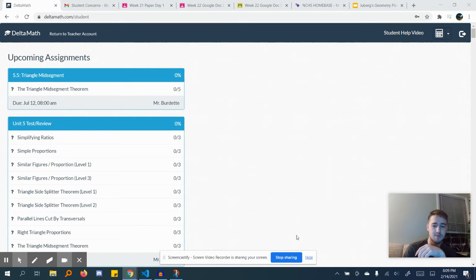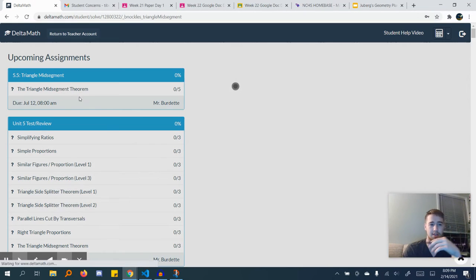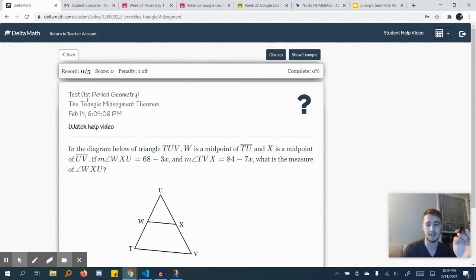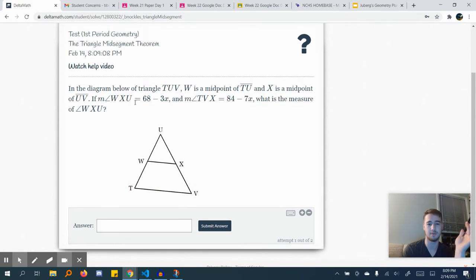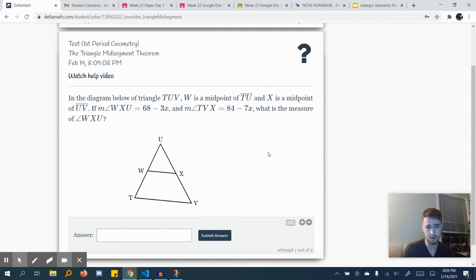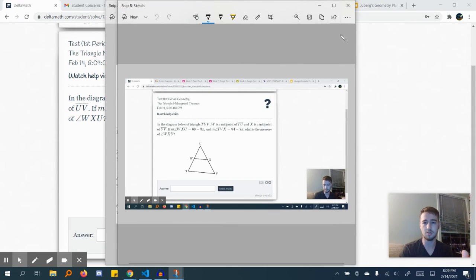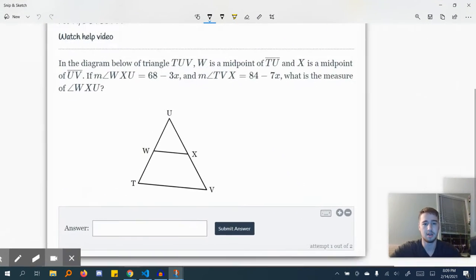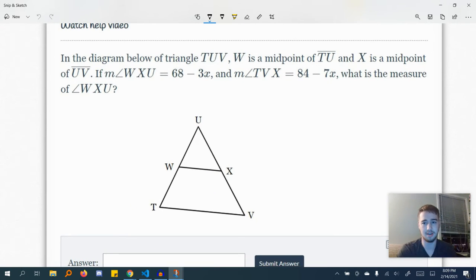Hello students, today we're going to look at the triangle midsegment theorem. So let's go ahead and, real quick, knock it out without too much worrying about it. Right now we are given a triangle with a lot of crazy letters and numbers, so before we do anything else, we're going to start drawing the thing. So we're going to label some stuff.